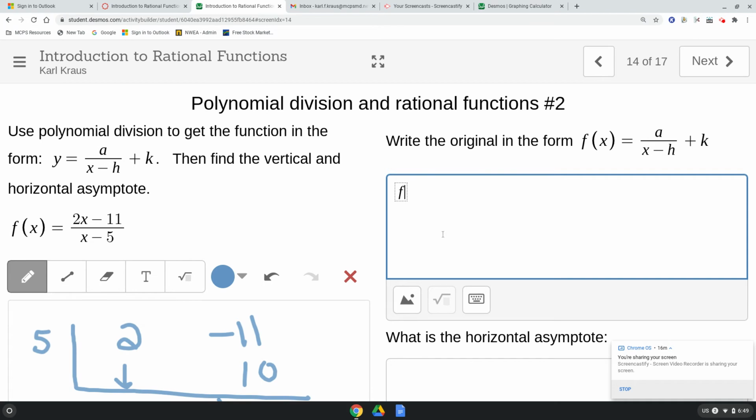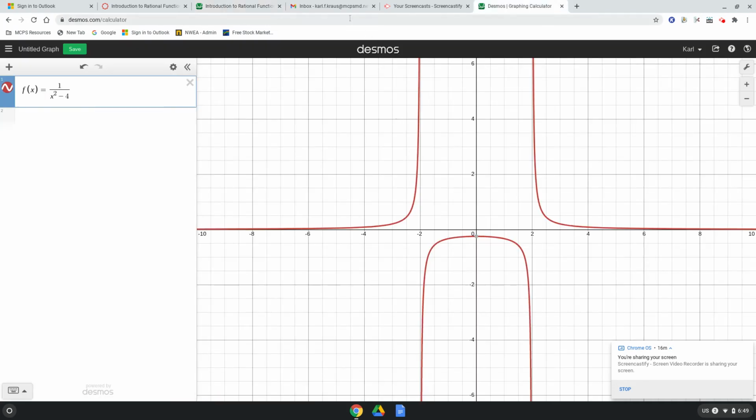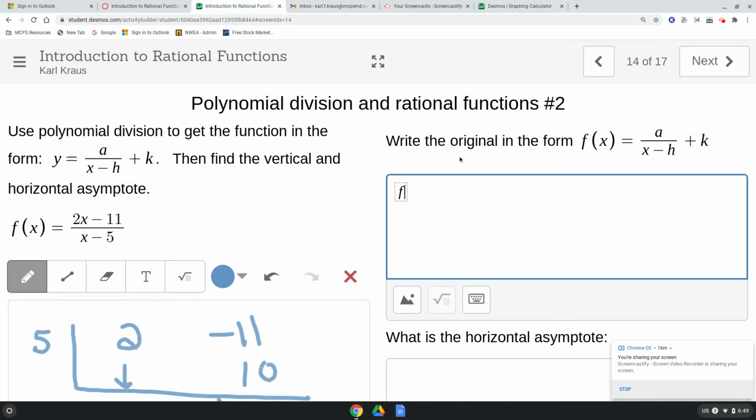f of x equals negative 1 divided by x minus 5, and then plus 2. Let me get in the equation under here, plus 2.